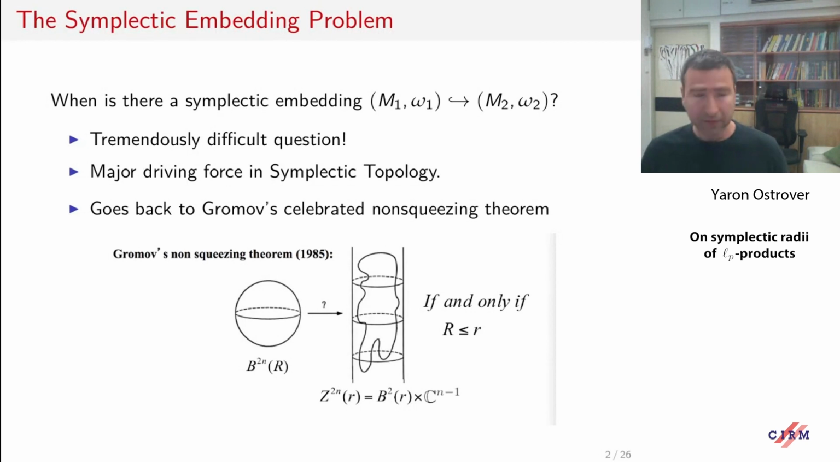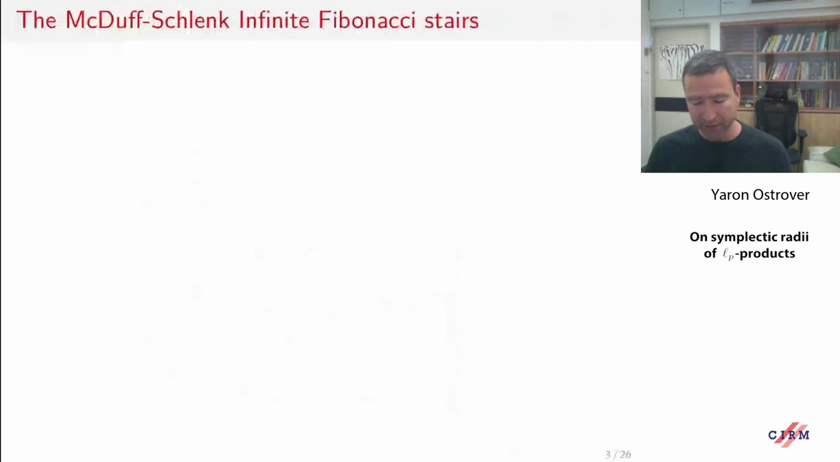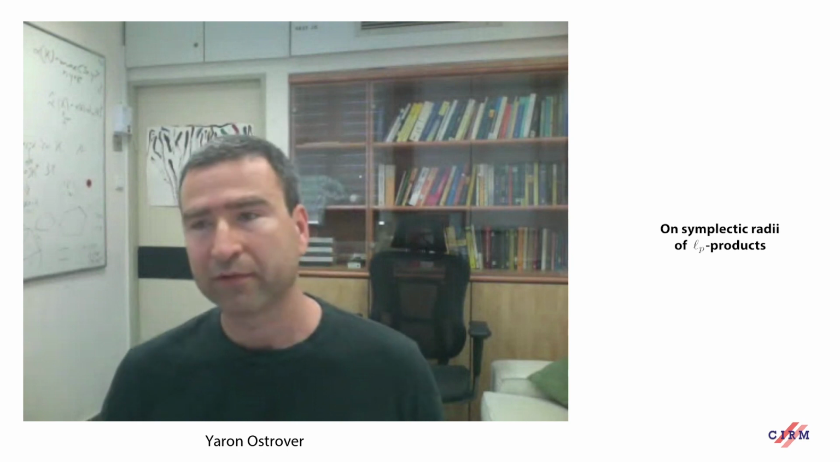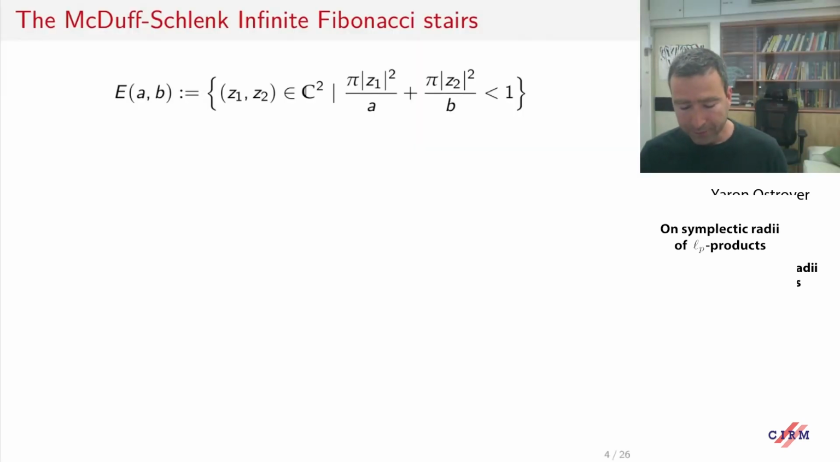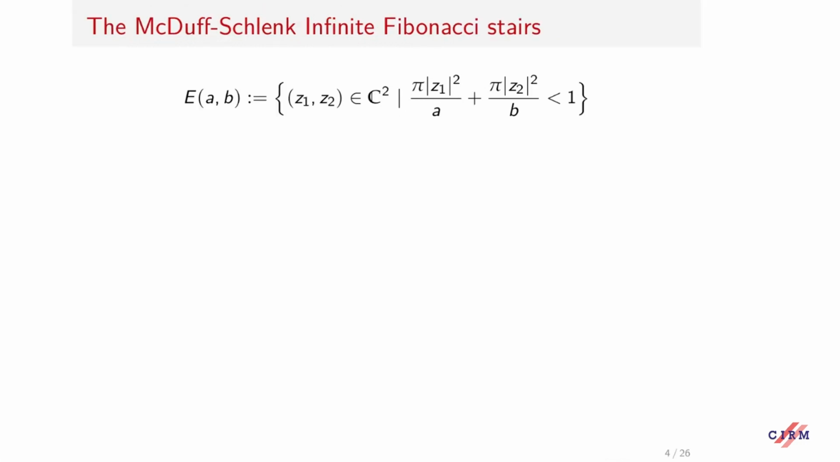Yesterday, in the beautiful talk by Dusa McDuff, McDuff mentioned one example that I want to remind you, and this goes under the name the McDuff-Schlenk infinite Fibonacci stairs, and this is the question of embedding an ellipsoid in C2 into a ball. So I want to refer to this question as the symplectic outer radius of the ellipsoid in C2. So this is the ellipsoid.